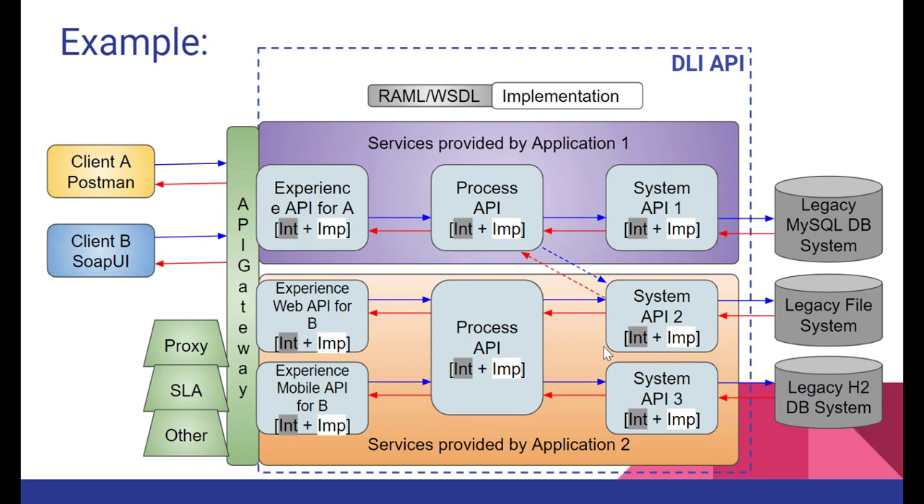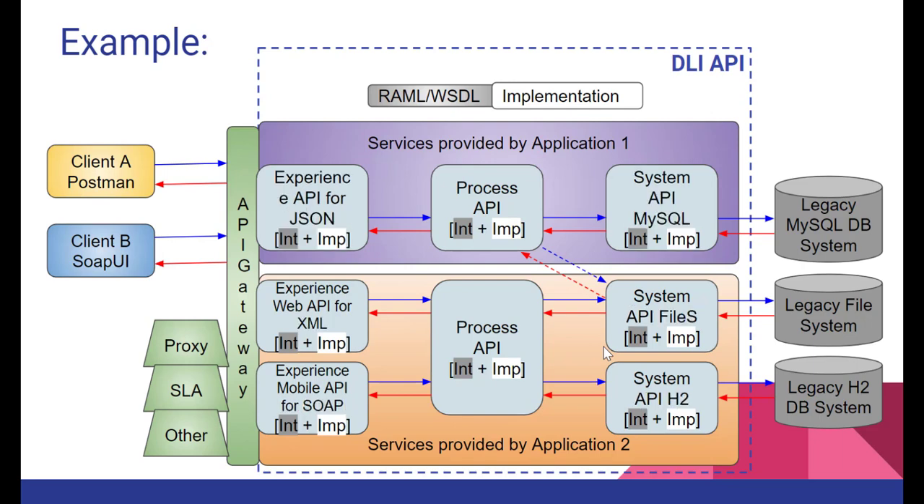So for our demonstration purpose, we won't be using API gateway and we won't be creating any proxy or anything. I will only show you how the experience API is developed, then the process API, and how the experience API calls the process API, and then how the process API calls the system APIs to gather the data from multiple or single legacy systems. All right, so those are the things we will be implementing.